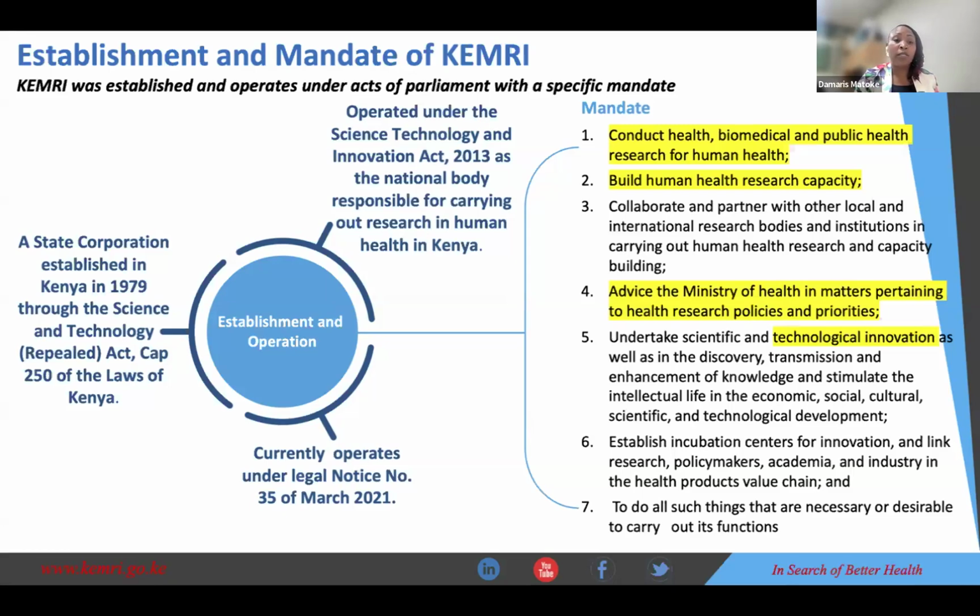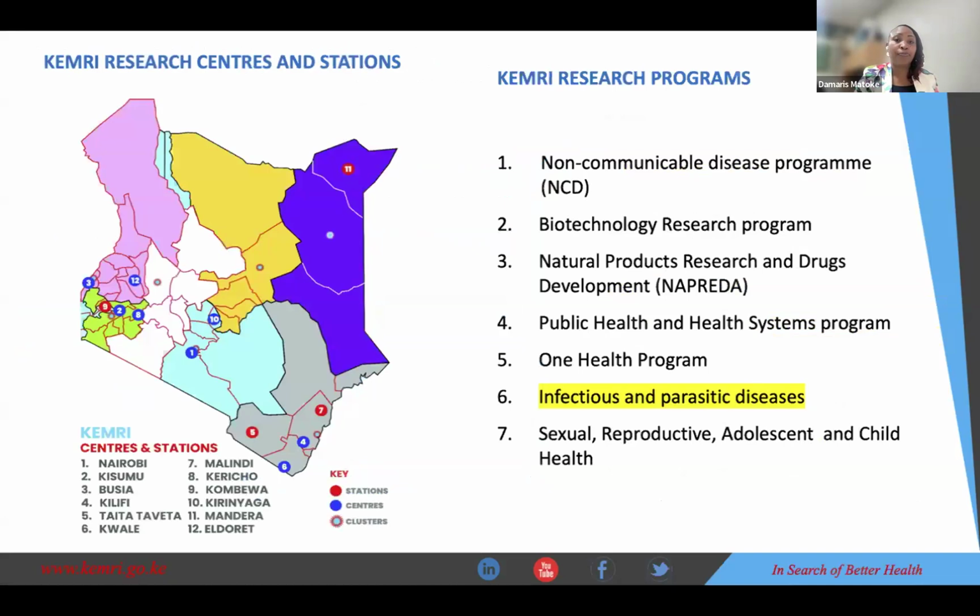So since we were established in 1979, the Institute has branch centers that are distributed countrywide. What I'm projecting is a map of Kenya, and as you can see, the areas where we have centers are highlighted in blue. We have a total, I think this is outdated, of 14 centers, and we have some 4 stations that are distributed countrywide.